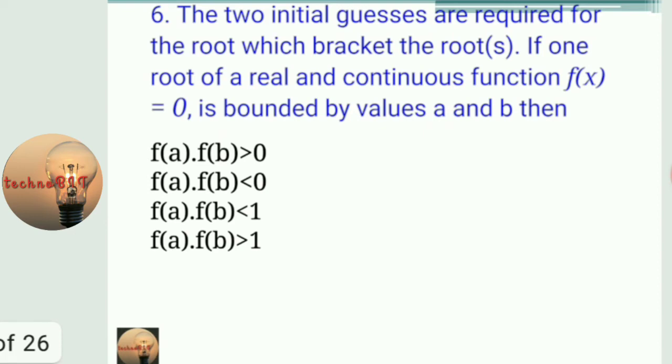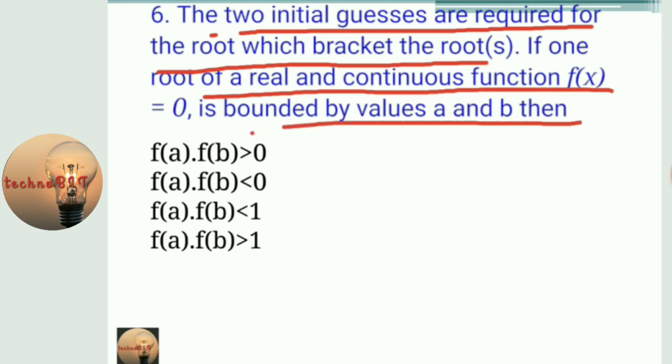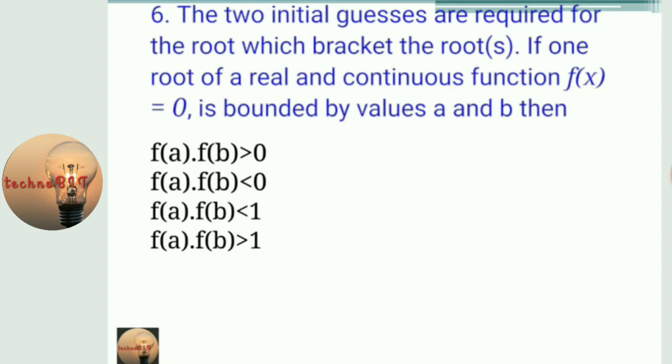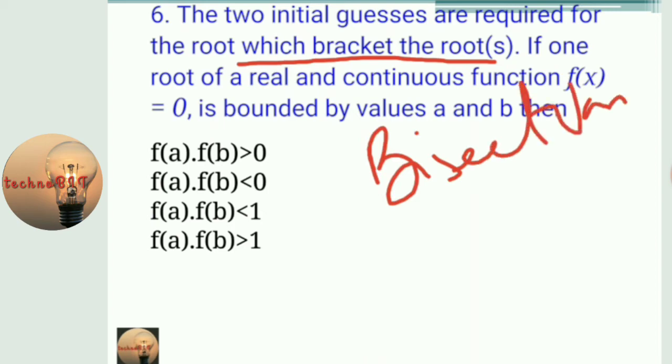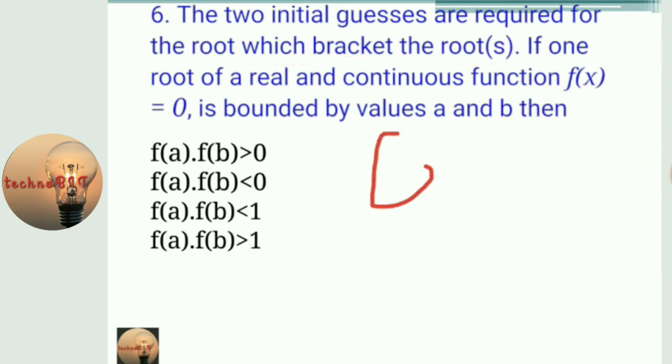So here the question is, the two initial guesses are required for the root which bracket the roots. If one root of a real and continuous function is bounded by values a and b, then the question is asking about the bracketing solution. Bracketing solution कहाँ मिलता है हमको? हमने देखा है that we get this, and in the false position method we have seen the bracketing solution there. So what does it mean? A and b हमारे पास दो bracketing solution है.